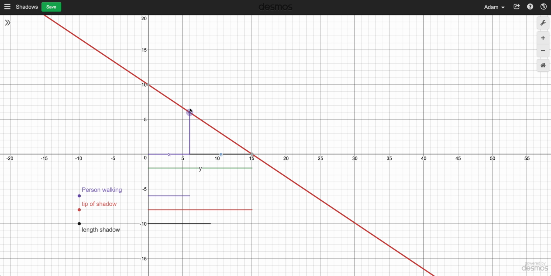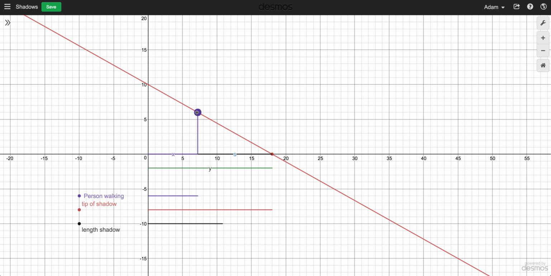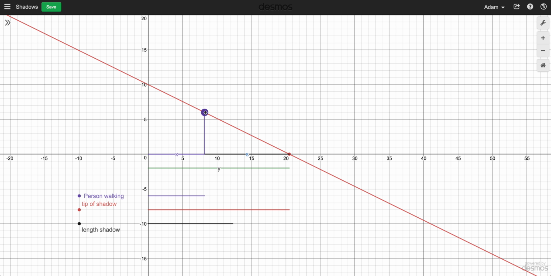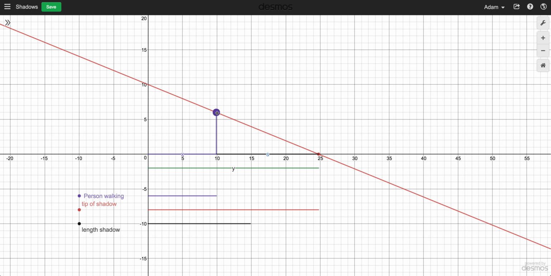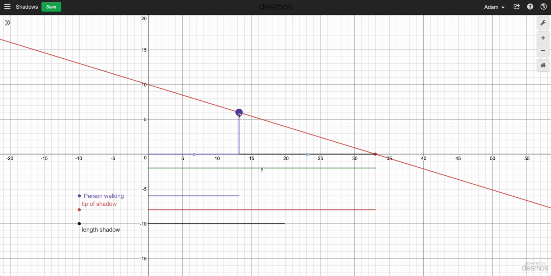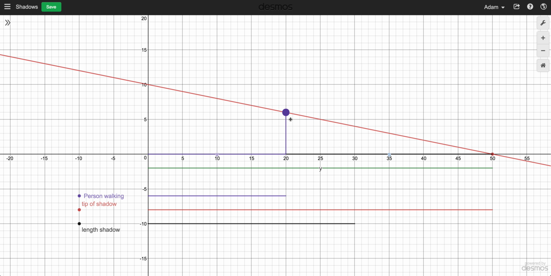And our person is walking away from a lamppost, and you can imagine the lamppost is up here. And as they're walking away, they're getting further from the lamppost, and their shadow, the way that works is the light from the lamp will come down and hit their head, and then project their head down here onto the shadow. And as time goes on, the shadow is getting longer and longer and longer.